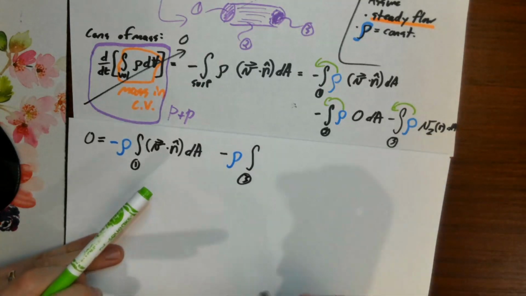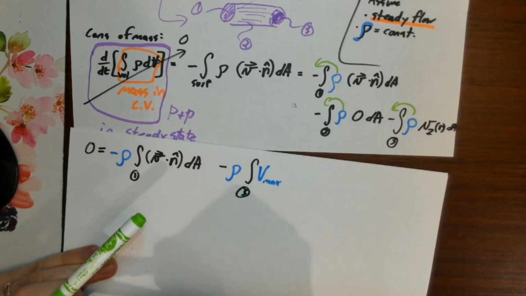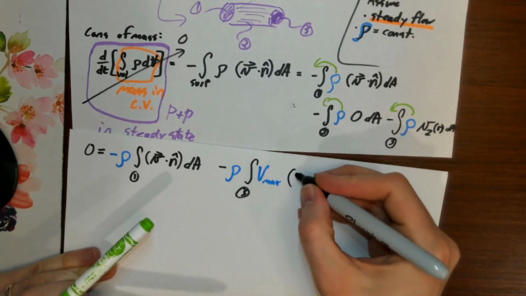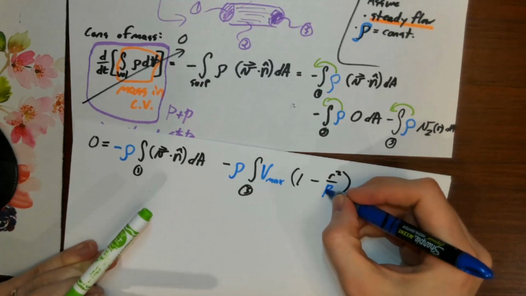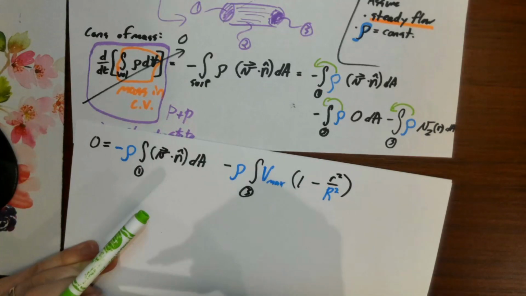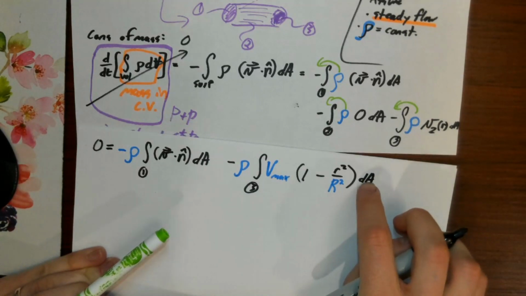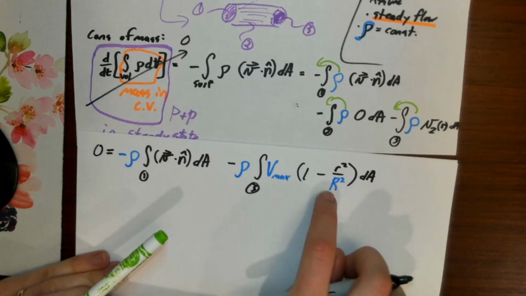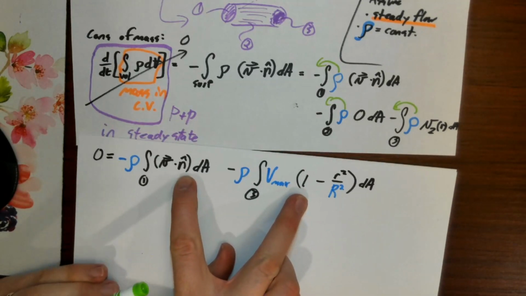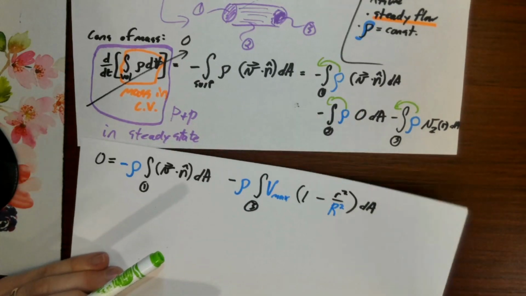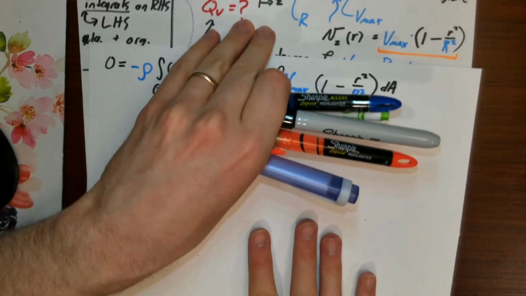So plugging that in, I get v max times 1 minus little r squared over big R squared. And I'm going to have a dA, and we'll deal with exactly what this dA is in just a second. All right, so I have these two terms here. Now, can we make any further simplifications? Well, yeah, I think we can actually.